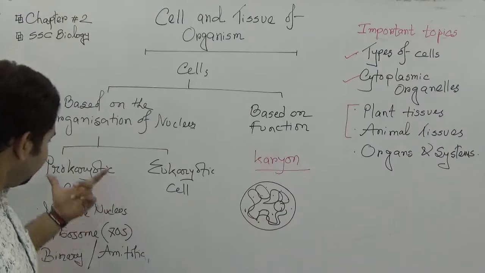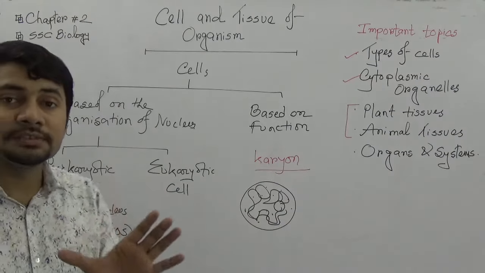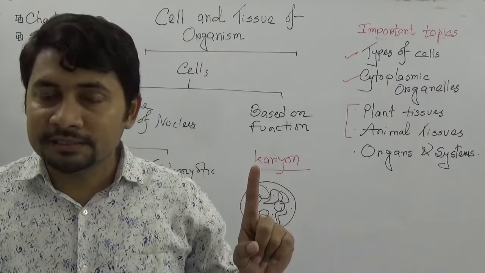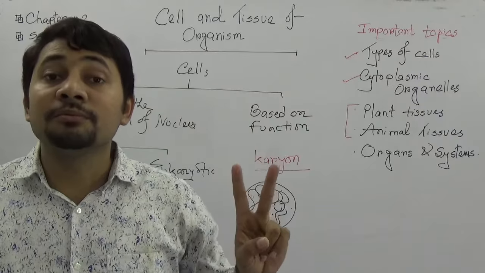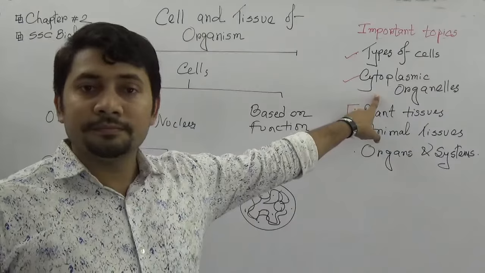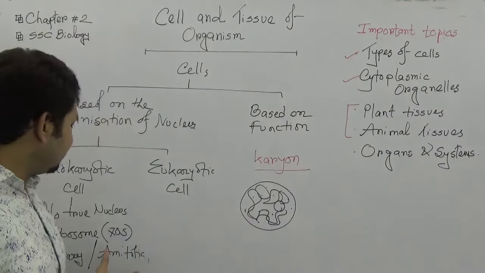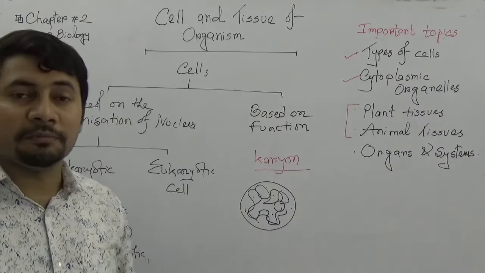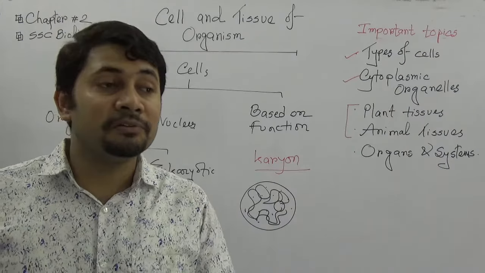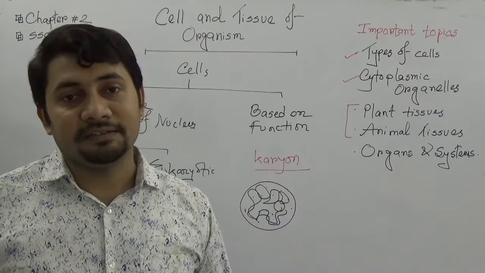So, prokaryotic cells are those that have a primitive type of nucleus, there is no true nucleus, there are only ribosomes without any other cytoplasmic organelles, and the division is through binary fission or amitotic division. And of course the examples are blue-green algae and bacteria.